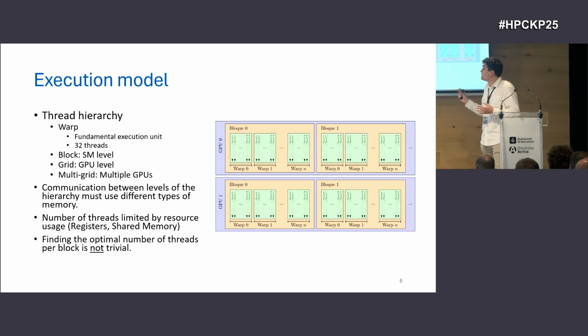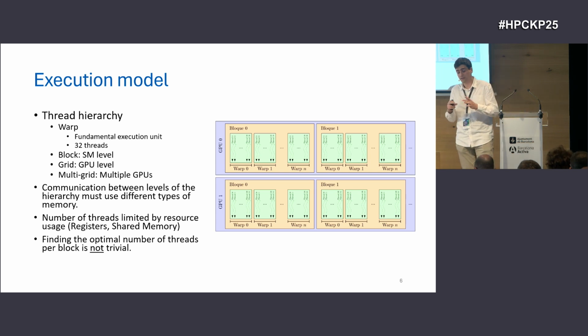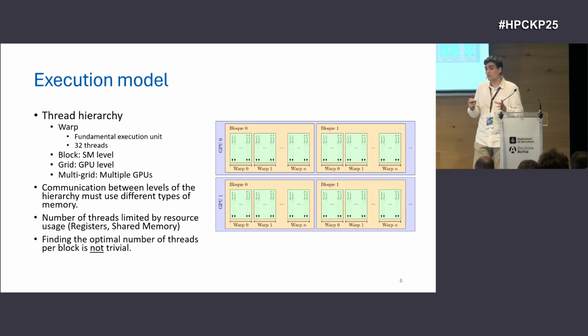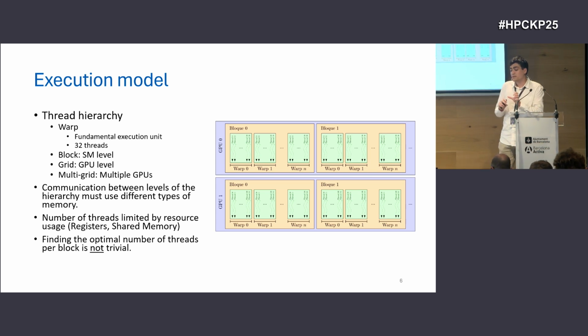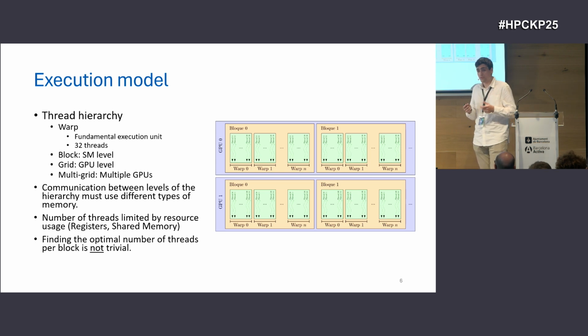The number of threads that we can run simultaneously is actually limited by the resources we have in the GPU. For example, the register file has to be split between all of the available threads, so we should not exceed this number. And the same happens for shared memory. This process of selecting the number of threads is quite complicated, not a trivial task, and normally is done by auto-tuning, essentially running benchmarks on your own code with different parameters and choosing the most performant one.